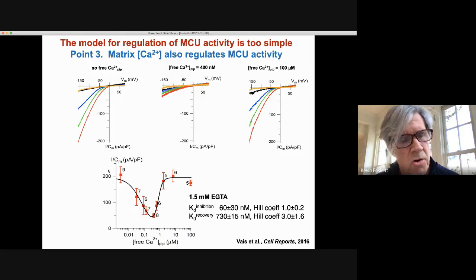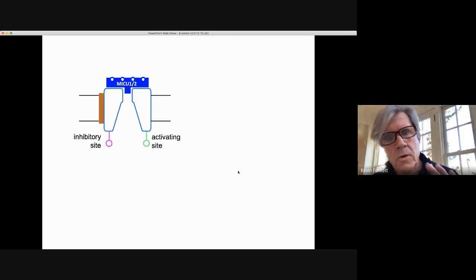And in fact, there's a biphasic, as these data suggest, relationship between the calcium concentration in the matrix and the amount of current, or the open probability of the channel, with an apparent KD for inhibition of around 60 nanomolar, a peak inhibition with 1.5 millimolar EGTA at around 400 nanomolar, which isn't all that much different than the free calcium concentration in resting mitochondria, which is about 100 nanomolar or so, and then a recovery from that inhibition, which is highly cooperative.